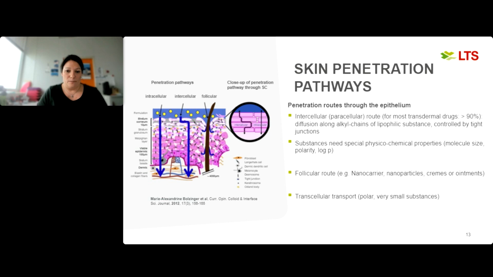This paracellular route is the main route for transdermal drugs. So over 90% of our drugs will follow this penetration route. The follicular route and also the transcellular route have only a minor role. Sometimes, if you have a liquid API, or we work with a nanoparticle, for example, we have a mixture of follicular route and also paracellular route.